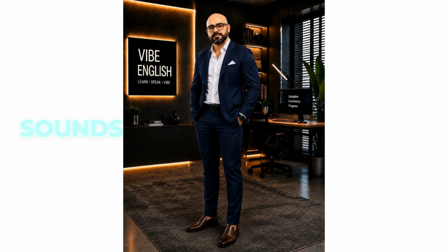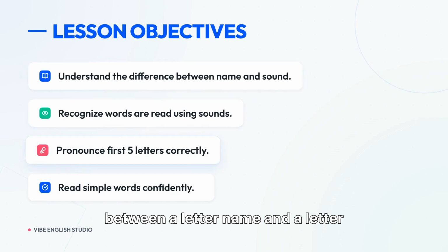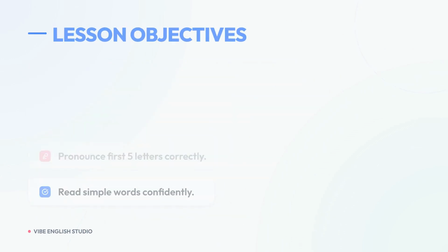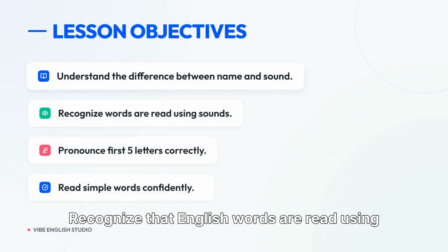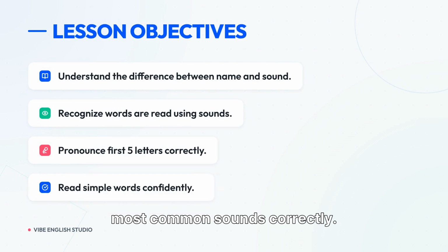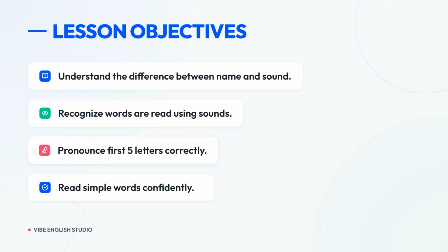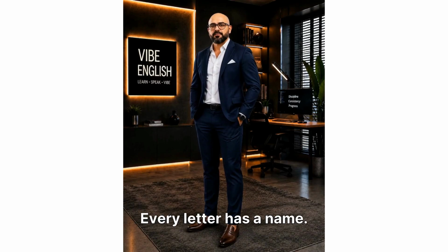Let's get started. By the end of this lesson, you will be able to understand the difference between a letter name and a letter sound. Recognize that English words are read using sounds. Pronounce the first 5 letters and their most common sounds correctly. Read simple words more confidently. Ready? Let's begin. Every letter has a name.